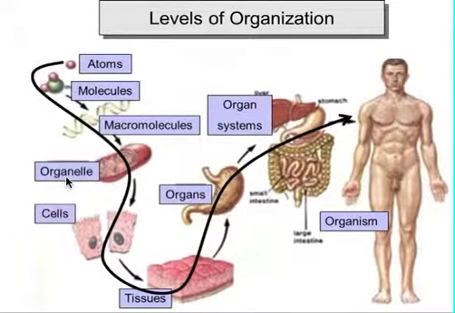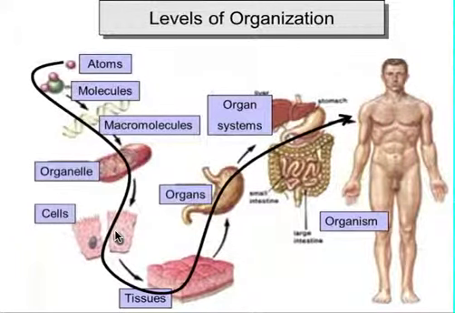Let's recap. We start off at the chemical level of organization with atoms, which are the smallest stable units of matter. And atoms bonded together are going to make molecules. And these molecules can get really big, like macromolecules, like proteins, fats, stuff like that. They form organelles. So these organelles are going to be the building blocks of cells.